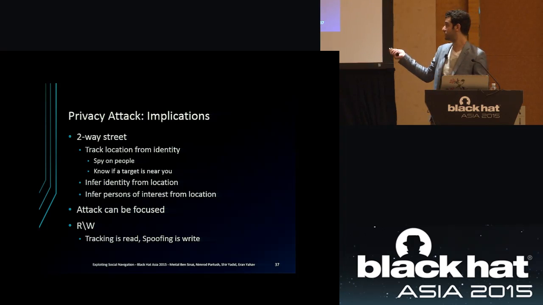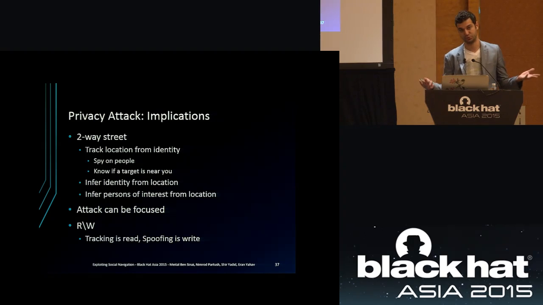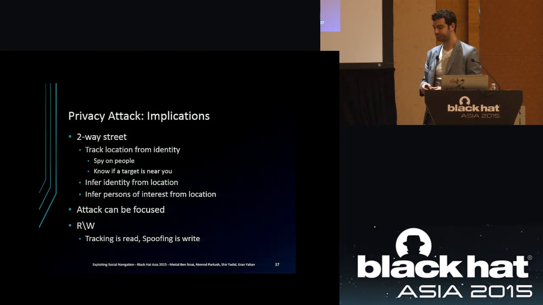You can also infer persons of interest. You can, for instance, put all our bots near a parliament, and then you'll see that the people who keep coming back there are probably ministers or their drivers at least, which is just as good. So there are a lot of uses for this attack. Another nice thing about this attack is that it can be focused. We can focus our bots on the location that we're tracking and get a better refresh rate for the person that we want to track.